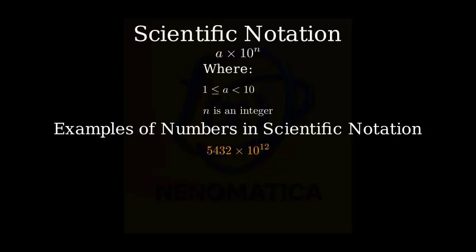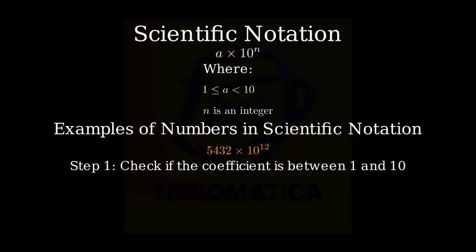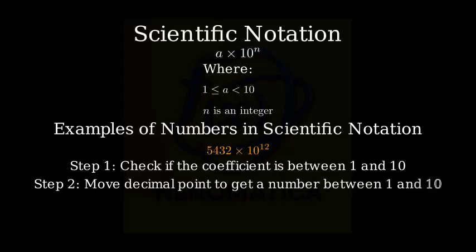Let's start with our first example, 5,432 times 10 to the power of 12. We need to convert this to scientific notation. In scientific notation, the coefficient must be between 1 and 10. Right now, our coefficient is 5,432, which is greater than 10. To fix this, we need to move the decimal point to get a number between 1 and 10.